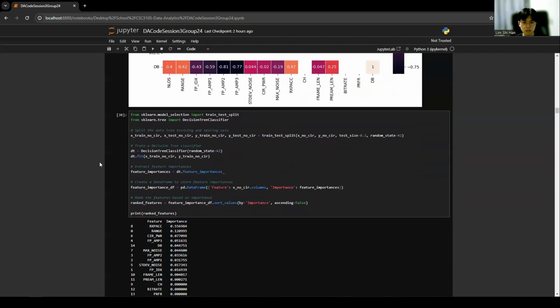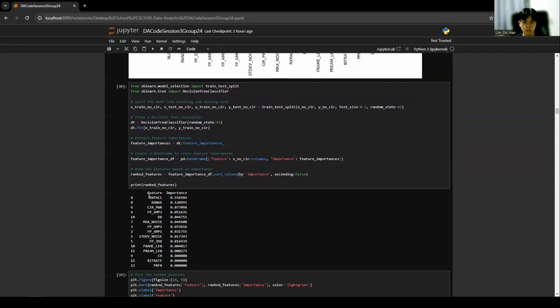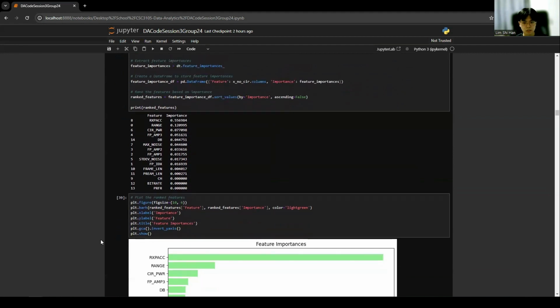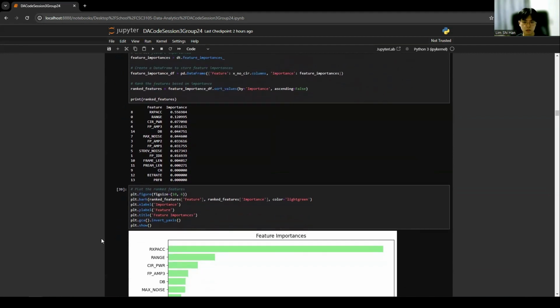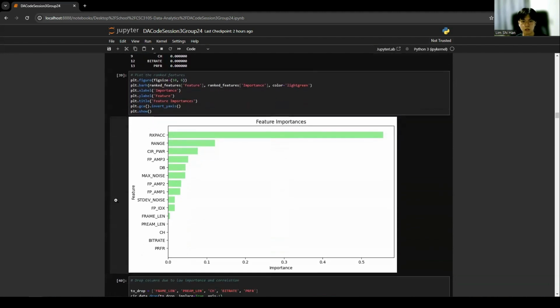So after that, we also did a feature importance plot where we figured that RXP ACC was the most important feature of all of them, and we also identified mainly the four least important features, which were preamp length, channel, bit rate, and PRFR. Because these values were constant, for example, channel number was always 2, they didn't affect whether you could determine N loss or L loss. Because we saw no use in these data sets, we ended up dropping them.